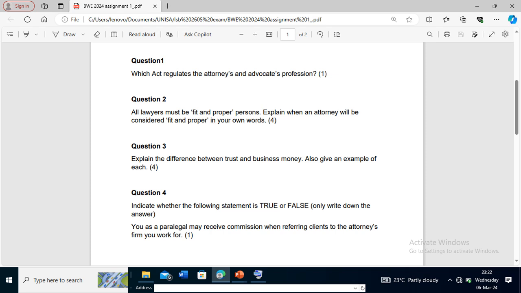Explain the following. Explain the difference between trust and business money. Also give an example of each. Okay, here they just want you to give them the difference between trust and business money. Last time I remember, trust money is money which belongs to a client, and business money is money which belongs to the business or a firm. And then they stated to give reasons.